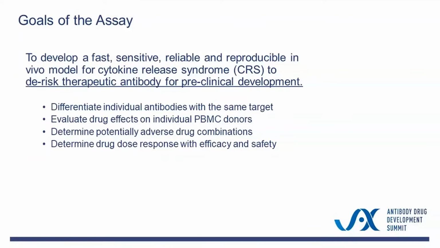We want to be able to differentiate individual antibodies for the same target, like high affinity versus low affinity antibodies. Evaluate drug effects on individual PBMC donors, the variability of donor effect that we need to be able to capture. Looking at adverse drug combinations, combining a bispecific with a checkpoint inhibitor, what is that going to potentially do? And also to determine the drug dose response with efficacy and safety in the same mouse. So the idea is to be able to compare many variables in the same mouse at the same time.